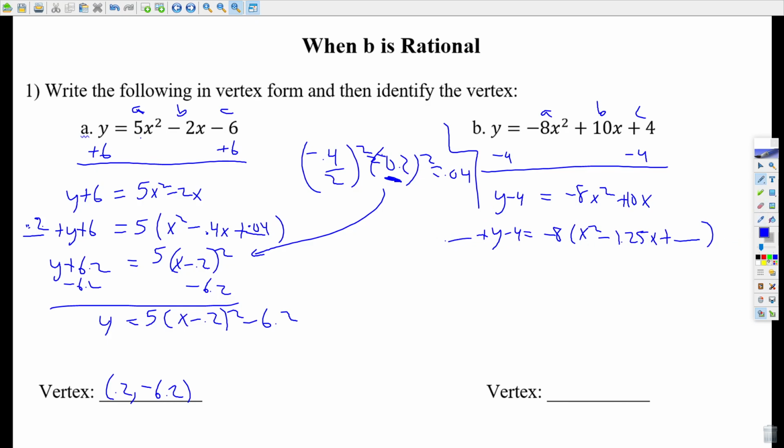And then go off to the side. Let's change colors. And we're going to do -1.25 divided by 2 and square it. So when we divide by 2, we're going to get 0.625. It's going to be negative. Then we have to square it.